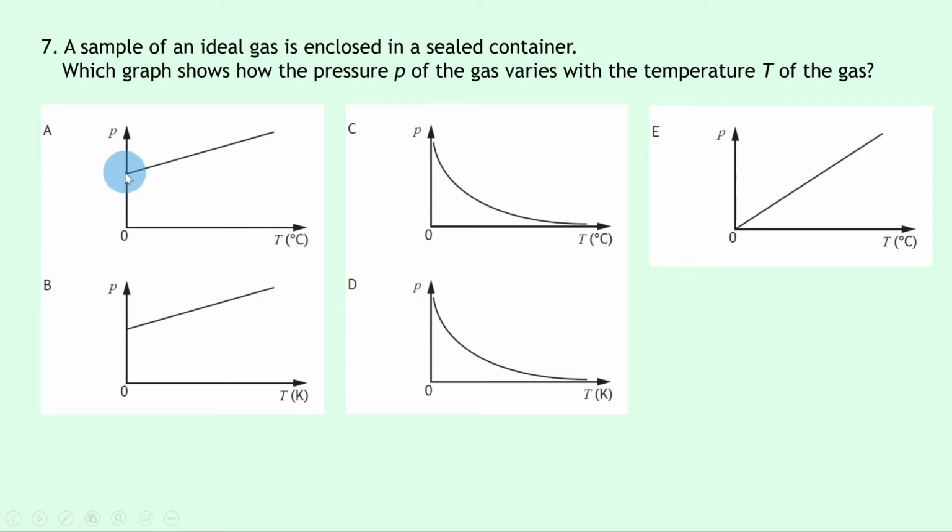And remember, if we were to extend this back to cut through the x-axis, it would actually cross at 0 Kelvin, i.e. give us a graph like this, but with temperature in Kelvin. So the correct answer here has got to be A.